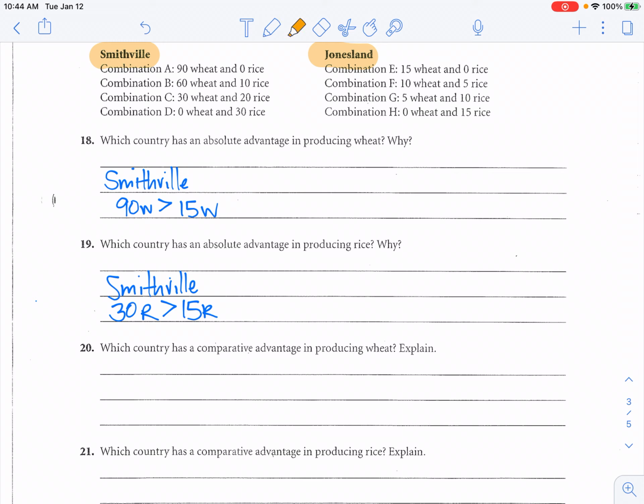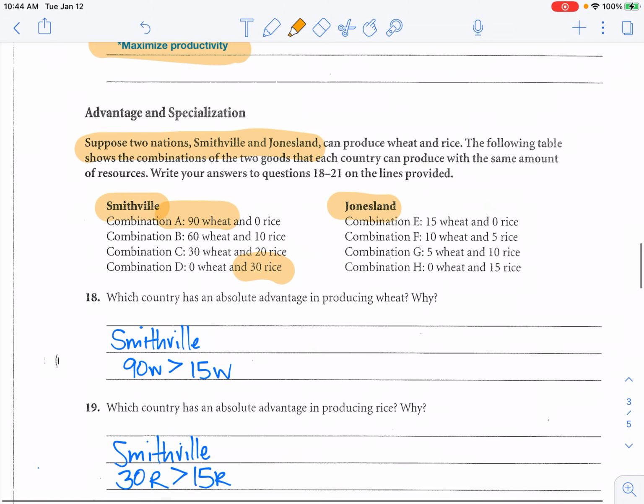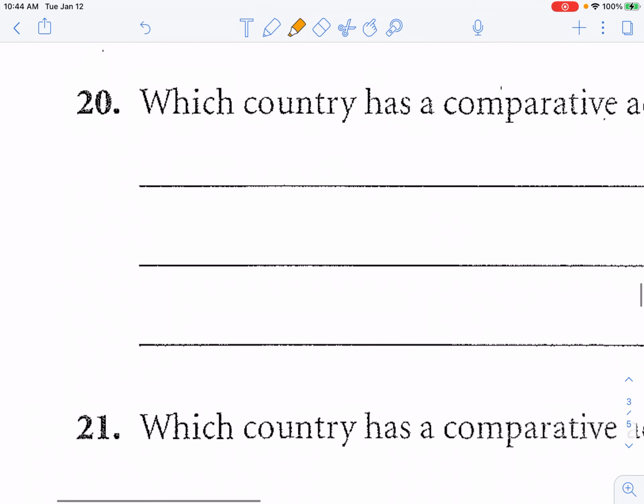And we know that when they're producing wheat or rice, these are their 2 things that, 2 extremes, right? Either they can use all their resources to produce wheat or rice, and if they do that, they can get 90 units of wheat if they use it all for wheat, or they can get 30 units of rice if they use everything for rice. And then there's combinations in between, obviously, but we're looking at the extremes. So 90 units of wheat is the equivalent of 30 units of rice for Smithville. So I'm going to write that down.